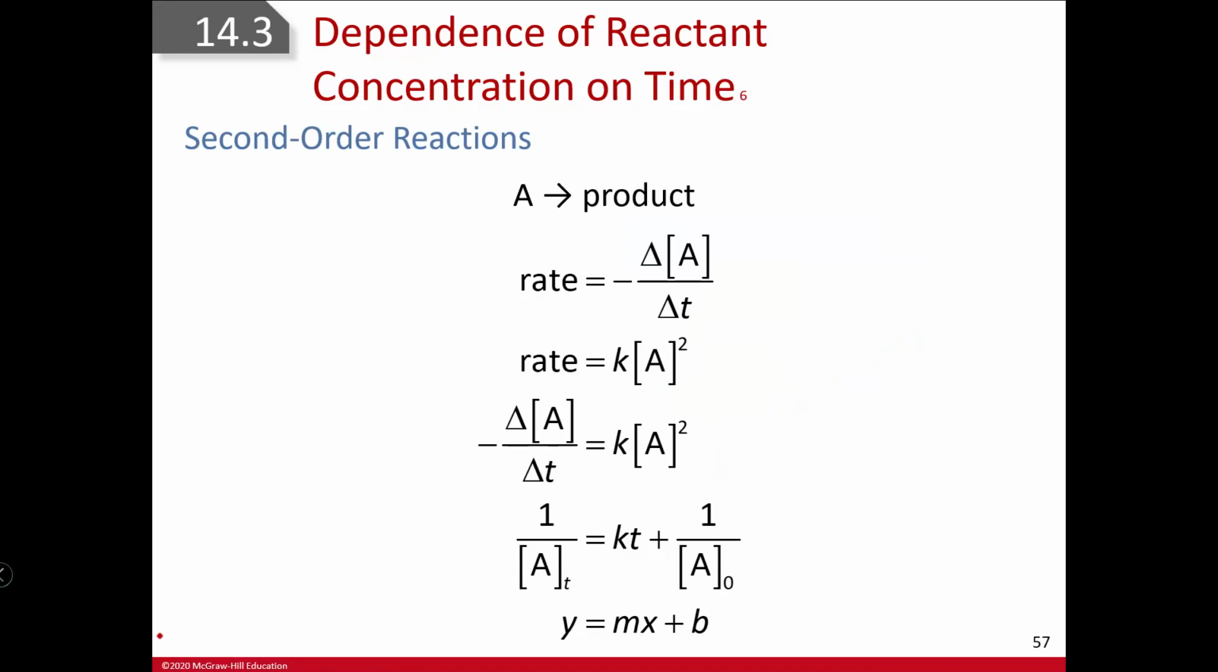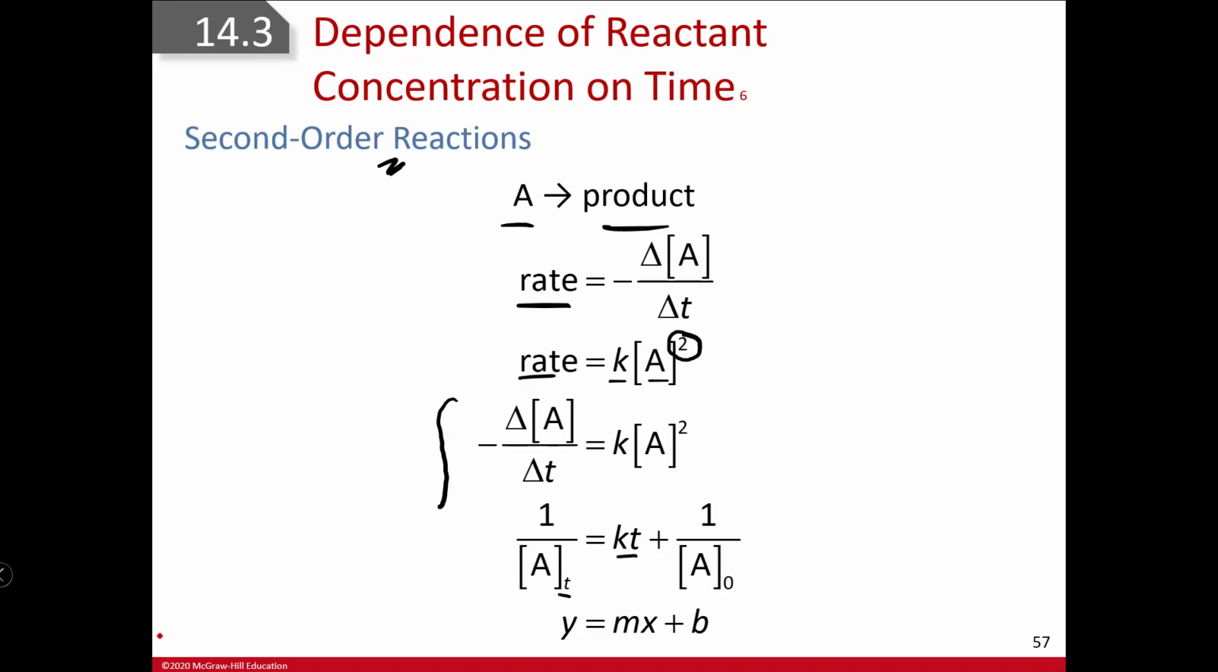So it looks the same starting out here. You have A going to product, and the rate would be equal to negative the change in concentration of A over change in time. And so the rate would equal k, the rate constant, times the concentration of A in molarity units raised to the second power. We set these two things equal to each other, and if you've had the calculus, you take the integral of both sides, and you will get this equation here. It'll be 1 over [A] at time t equals kt.